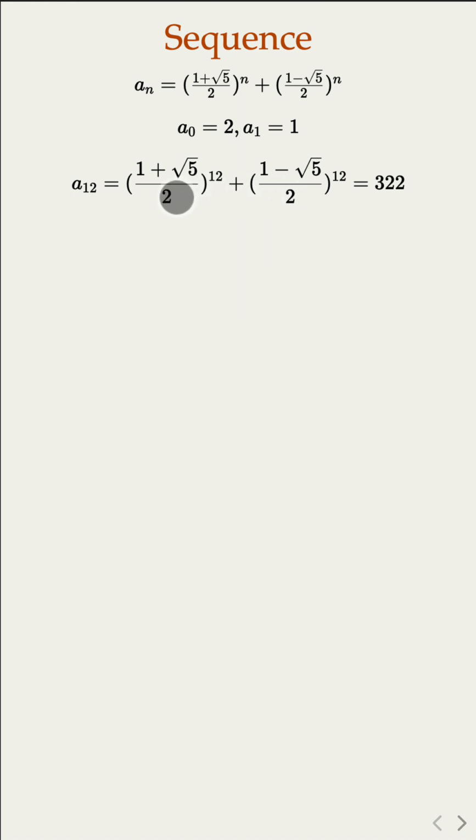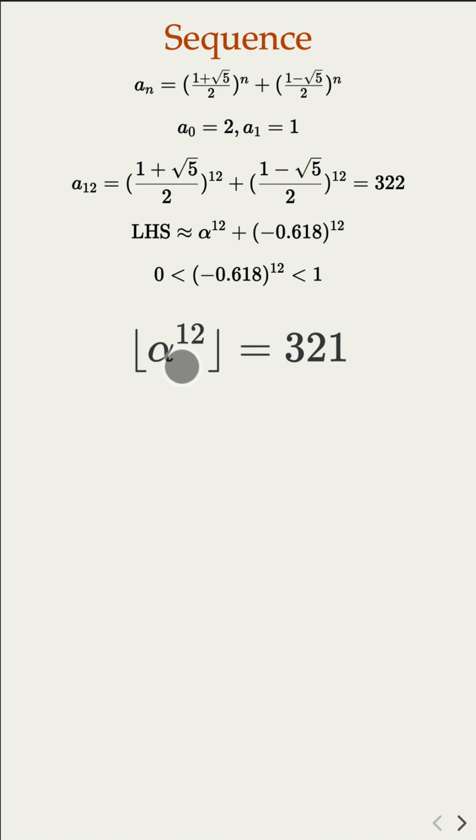Which means the first part, alpha raised to the 12th power, is going to be 321 point something, some fractional part. In other words, the second term is a positive number less than 1. So the integer part of alpha raised to the 12th power is going to be 321. That's the answer. Of course, you could also use other methods, like reducing the power and other tricks, to find alpha raised to the 12th power.